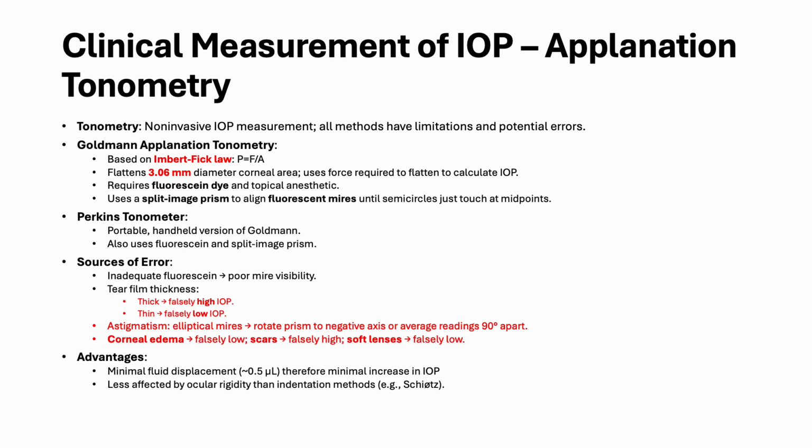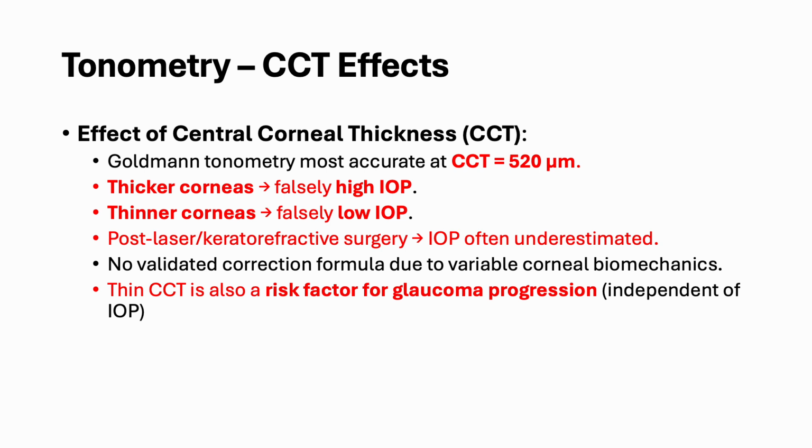Despite these limitations, applanation tonometry has advantages. It causes very little fluid displacement, minimizing any iatrogenic IOP elevation, and it's less affected by ocular rigidity than older indentation methods. Continuing from our discussion on applanation tonometry, let's now explore how central corneal thickness, or CCT, affects IOP measurements. Goldmann tonometry is most accurate when the cornea is around 520 microns thick. You can think of 520 as the Goldilocks zone, not too thick, not too thin, just right for reliable measurements.